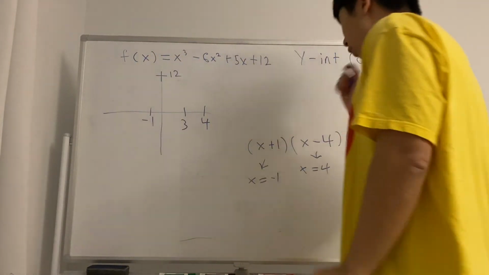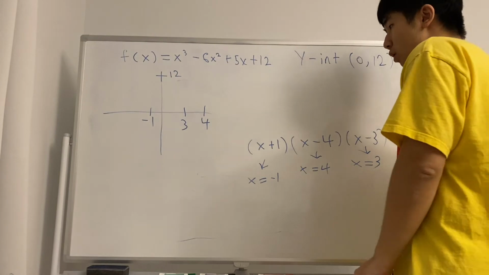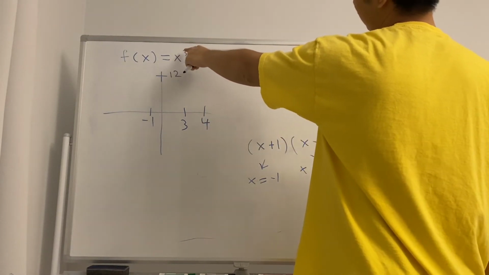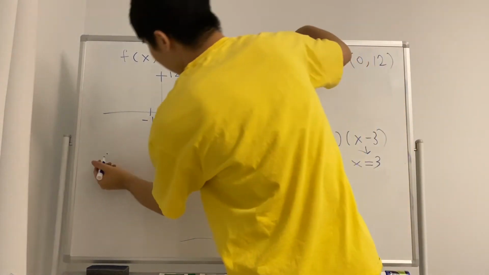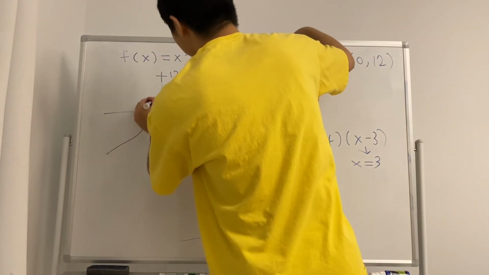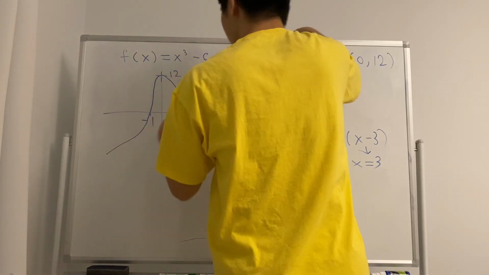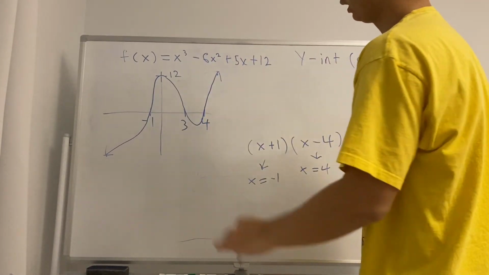Okay, so the order is 1 for all of these factors. The sign of the leading coefficient is positive and the degree is odd. So it starts in quadrant 3 and ends in quadrant 1. And we're just going to make a rough sketch. That's what the function looks like.